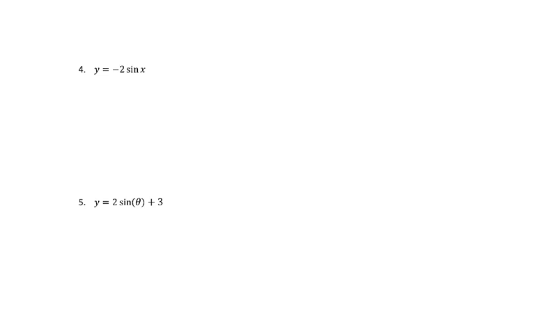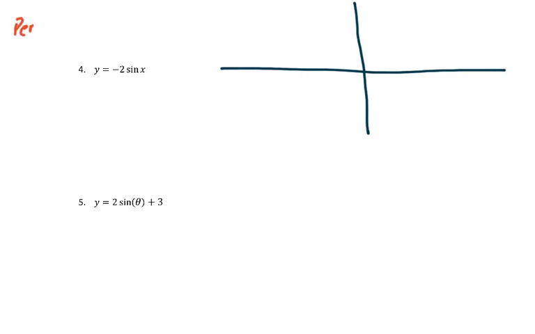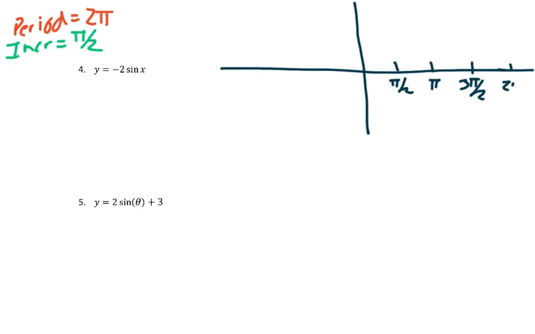All right, 4. So let's get our, I'll sketch it on this side. Our period hasn't changed. Our period is 2 pi, which means our increments are going to be pi over 2 because it's our period divided by 4. So this will be pi over 2, pi, 3 pi over 2, 2 pi. And then we can go the other way as well.